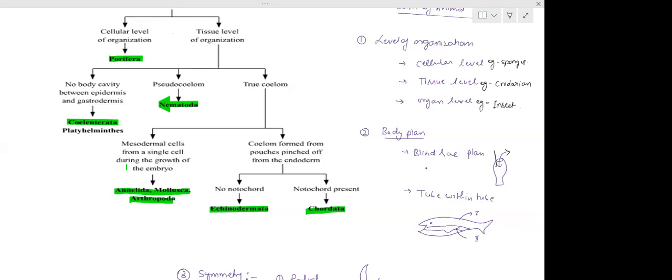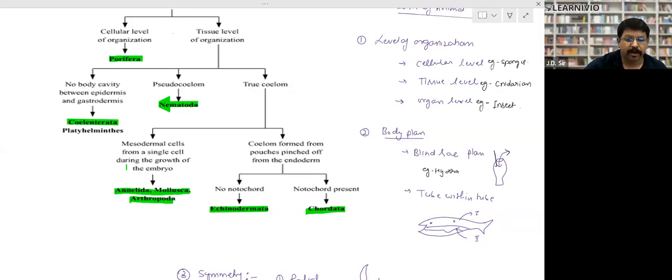Clear? Yes, sir. Example, Hydra. And the second body plan, tube within tube plan. The first tube is the body. You can see this fish. Body is considered as the first tube. Inside the body there is another tube. What is that? That is the elementary canal. Like our body is a tube within tube plan. The first tube is our body, and inside there is one more tube. That is our intestine, right? So that is called tube within tube.